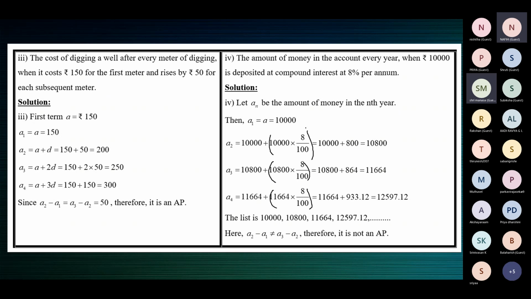So when you generate the different values, that is the money lying in the account at the beginning of every year. So this is the list. We've got 4 numbers. When you find the difference between these two and the difference between these two, you see that the difference is not the same. So the list of numbers do not form an AP.